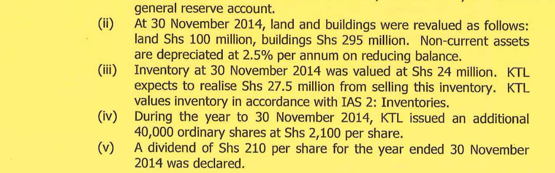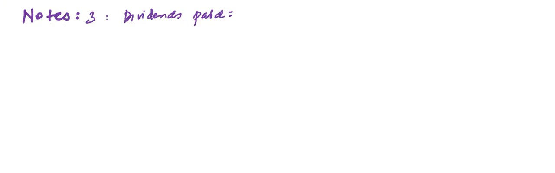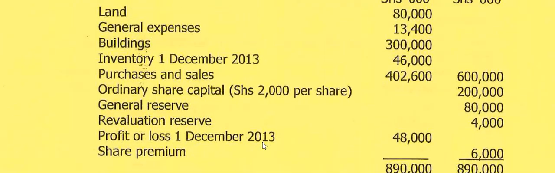They have said 210 per share. But the question is, this company has how many shares? We have to find out how many shares do they have. Because each share they are going to be paying 210. So how many shares do they have? Let's try to find out the shares the company has. We see ordinary share capital, shillings 2,000 per share. But that share capital is 200,000.